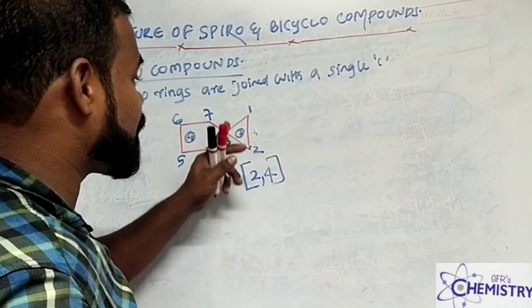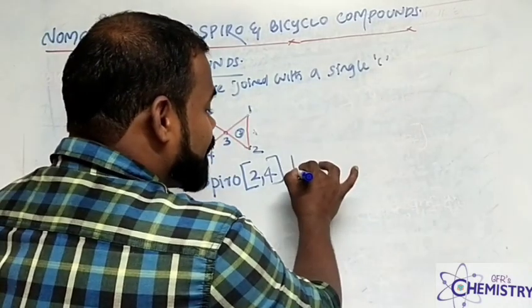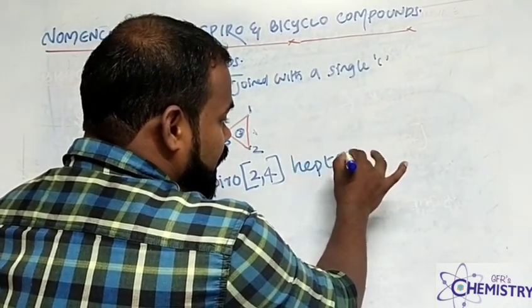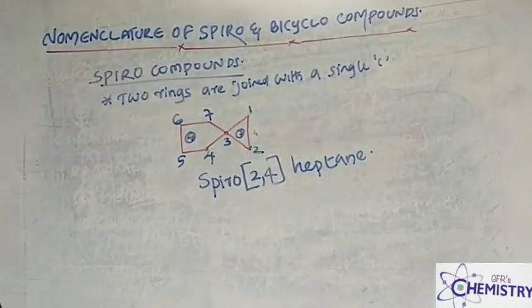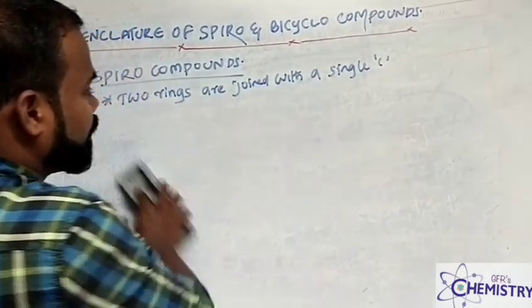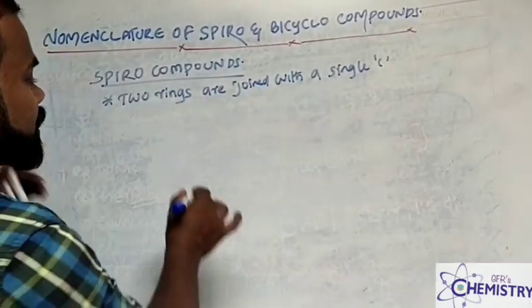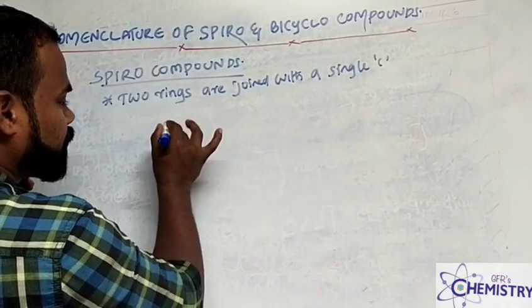Total number of carbons, how much? 7 are there. 7 means what? It's taken as heptane.